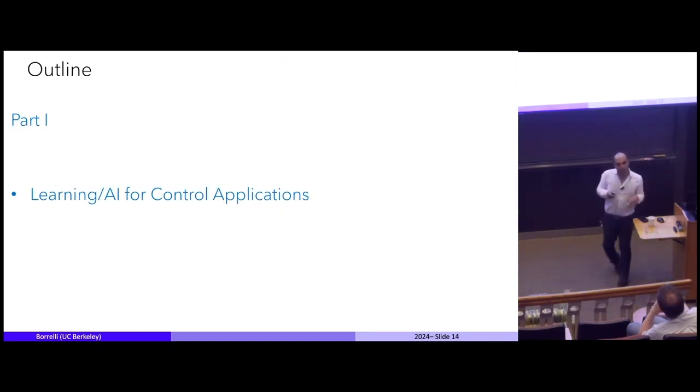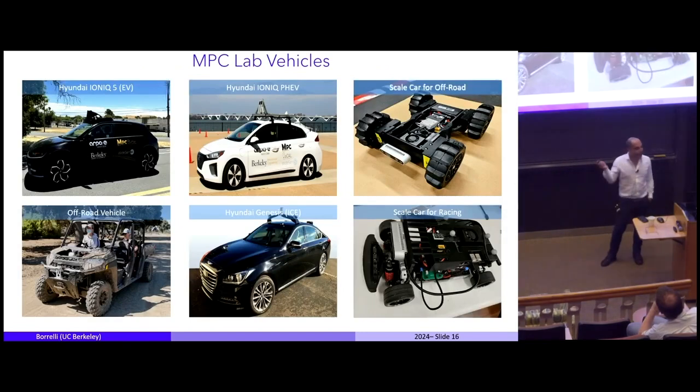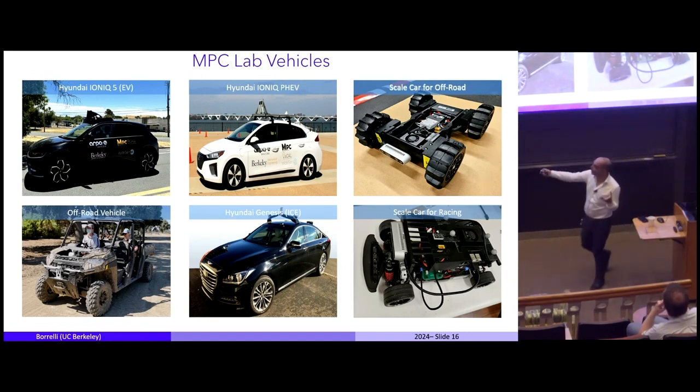So where are we using these techniques and how are we combining them? I'm going to focus only on cars. I've been looking at cars for many years, and these are the cars we play with in my lab: internal combustion engine, hybrid engine, electric engines, big cars. This is an autonomous off-road vehicle. It's used for autonomous solar construction. Those are open source projects.